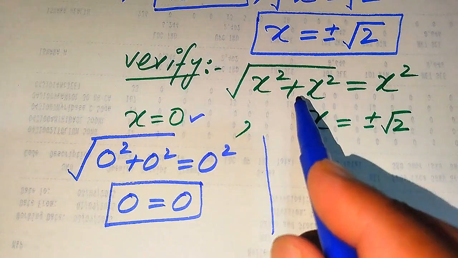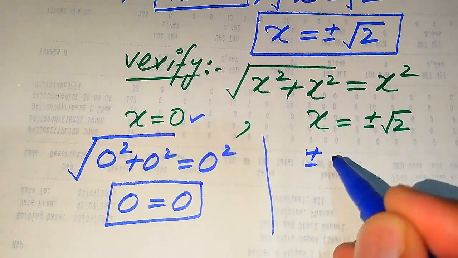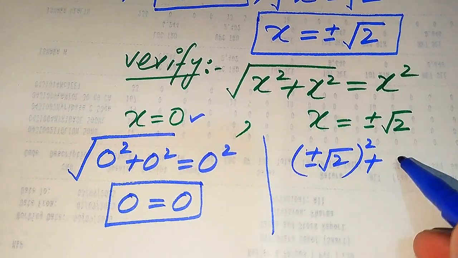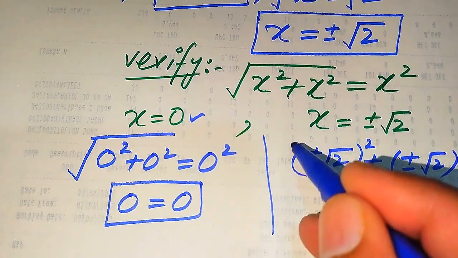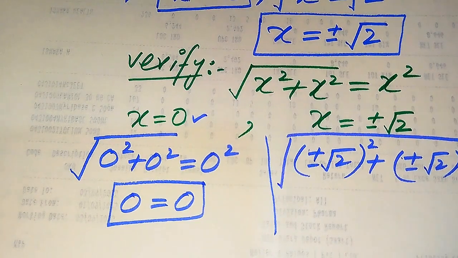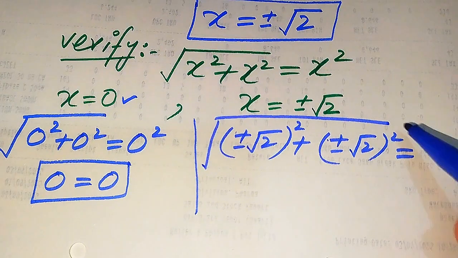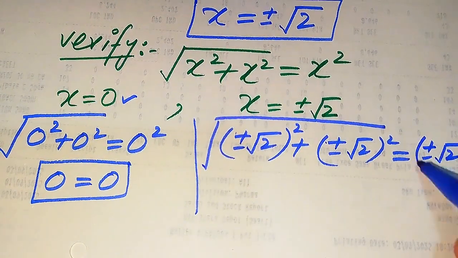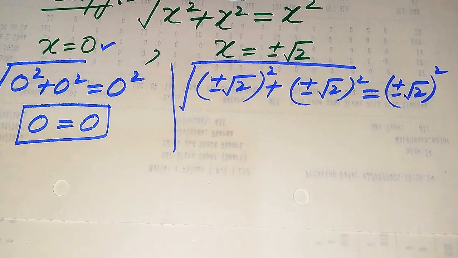So now we substitute this value of x on both sides, and after substituting it becomes (plus or minus square root of 2) whole squared, plus, in this case, (plus or minus square root of 2) whole squared, and its square root is equal to x squared. And on the right-hand side we again substitute the value of x, and it becomes (plus or minus square root of 2) whole squared. Okay, so further we need some simplification.